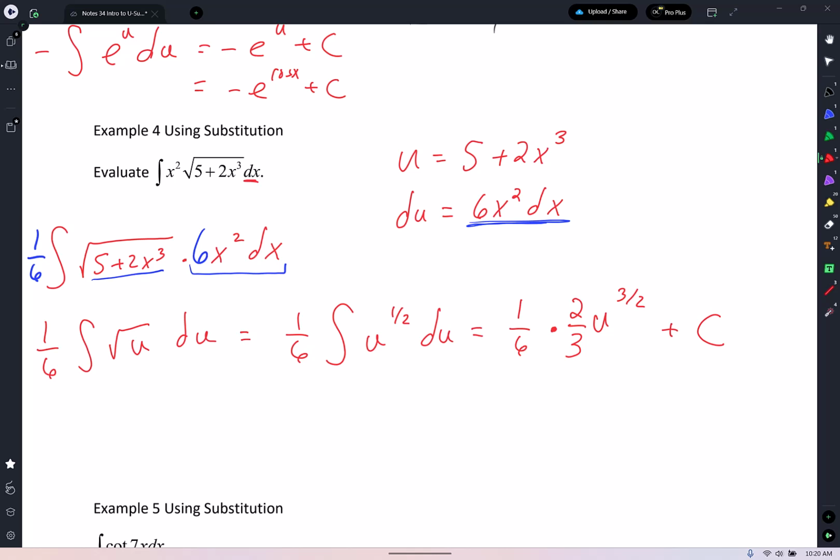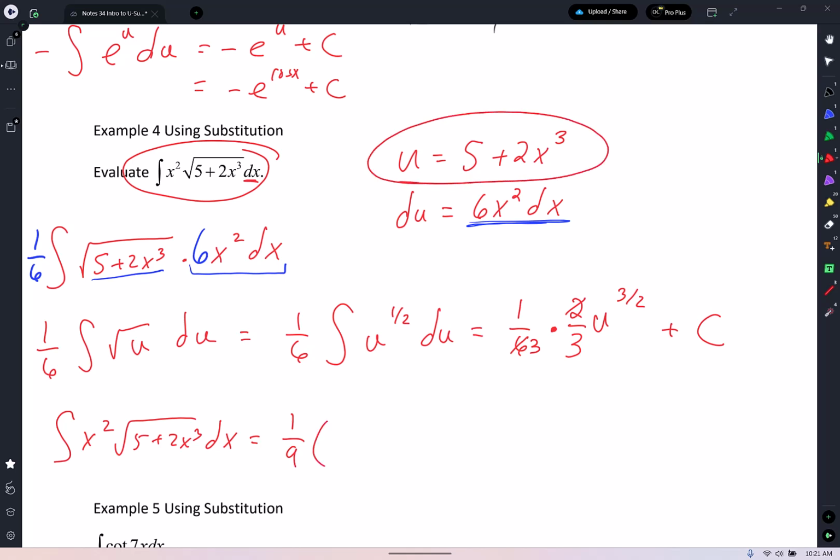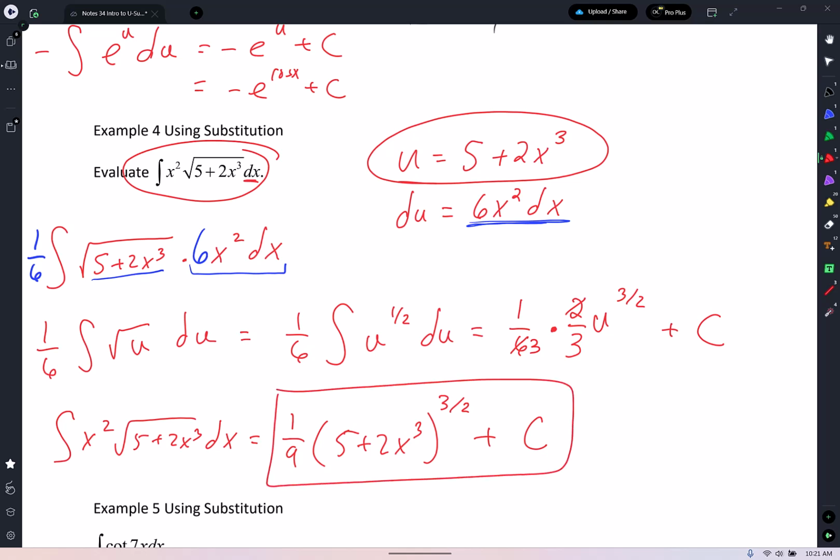I'm just going to reduce it. 2 goes into 6 3 times. 3 times 3 is 9. So here we go, guys. I'm going to say integral, I'm just going to write this statement here. The integral of x squared square root of 5 plus 2x cubed dx is nothing more than, I'm going to write everything in terms of x, 1/9 parenthesis, u was this, 5 plus 2x cubed, close it, to the 3/2. And then I put plus what? Plus c. There it is. Do you see how we did it, guys?